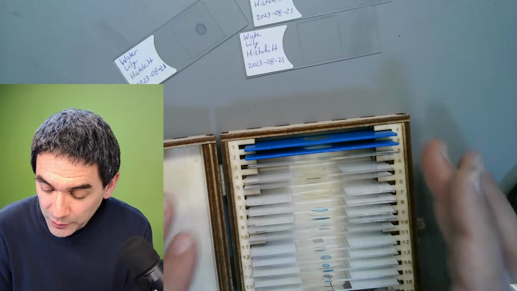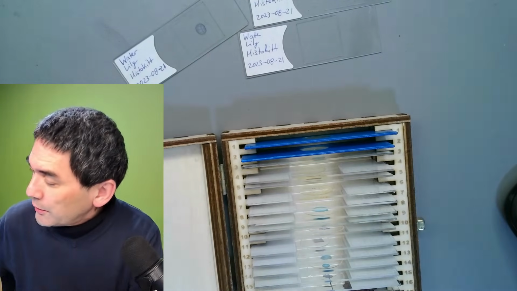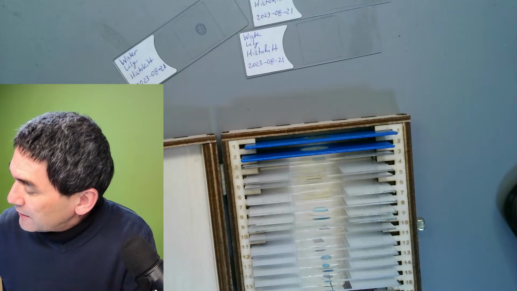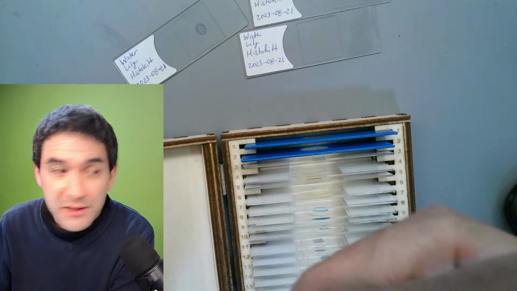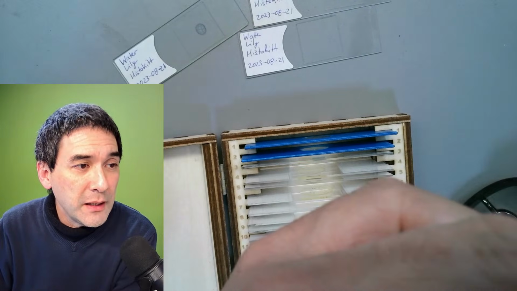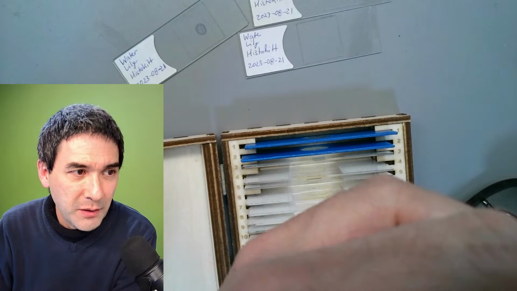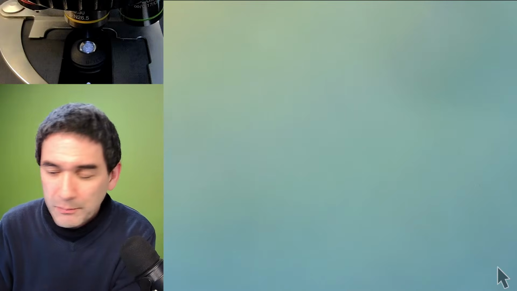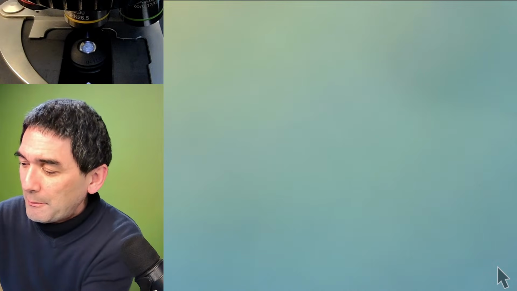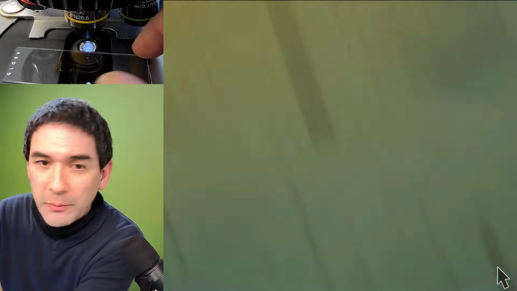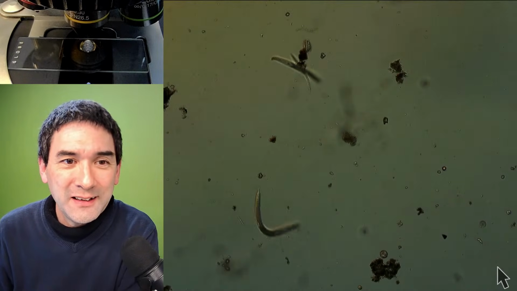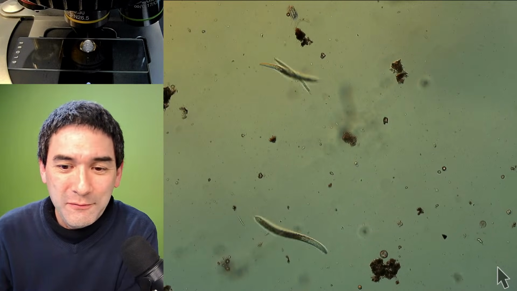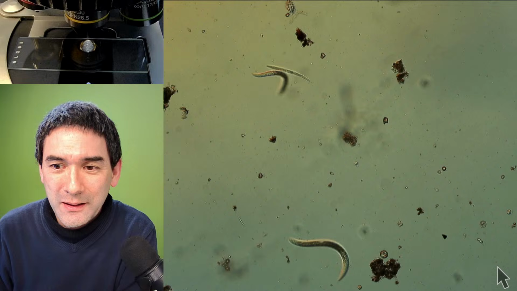Otherwise, we're just going to look through the whole thing. Because every week, even if I'm looking at static images, I do want to show you something that I just discovered 10 minutes ago. It is not a permanently mounted slide, but a temporary slide from flower pot water, and there was plenty of life in there as well.